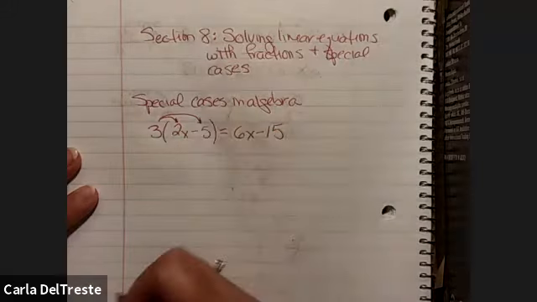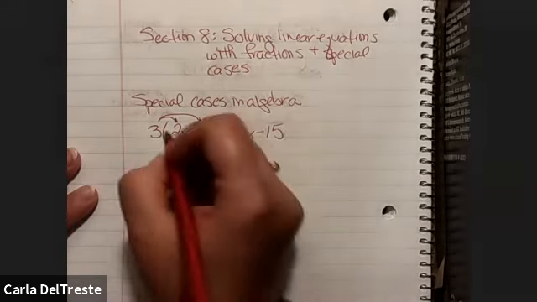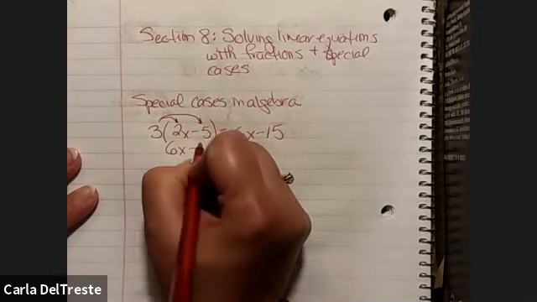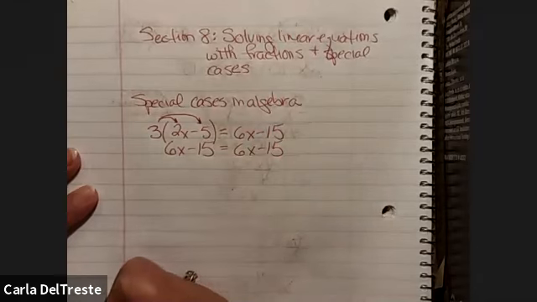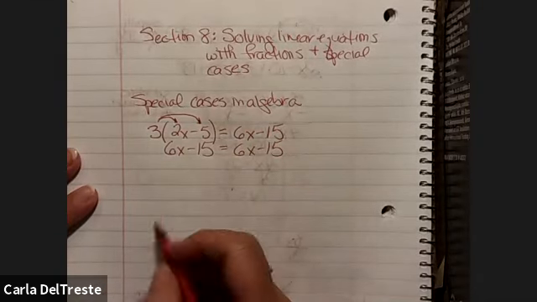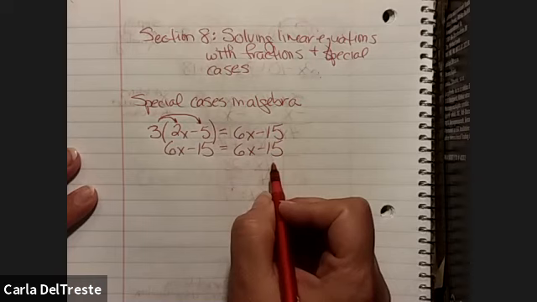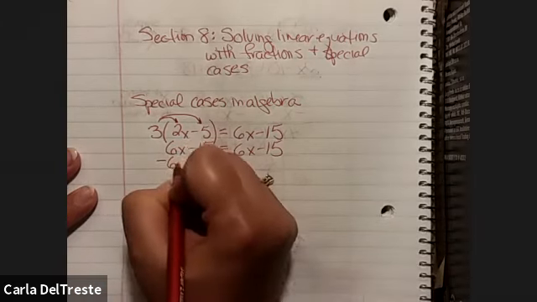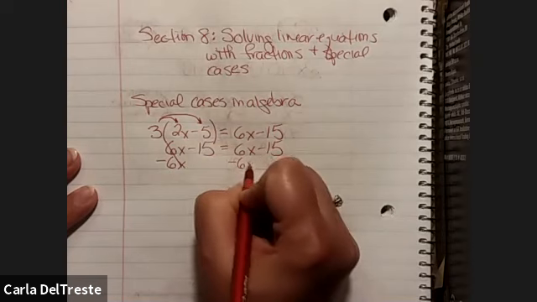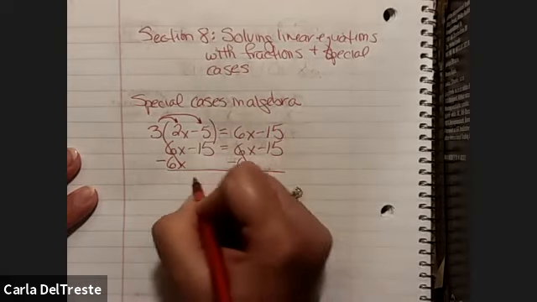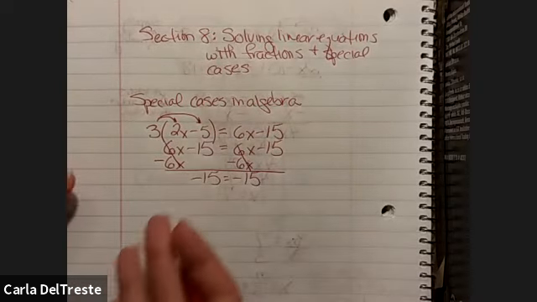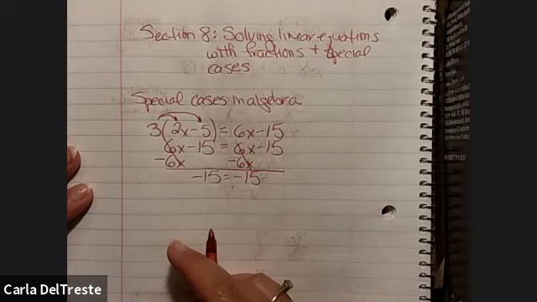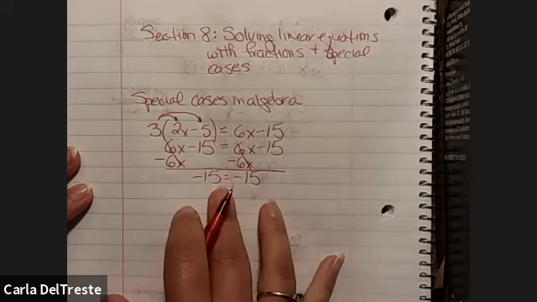We're going to distribute to try to simplify the left side. This is going to give us 6x minus 15 equals 6x minus 15. Okay, now we're starting to see there's an issue because it's the same exact thing on both sides. When I go to try and move the variable, I'm going to be left with negative 15 equals negative 15. There's absolutely nothing wrong with that statement. Negative 15 does equal negative 15, but it doesn't explicitly say anything about x.